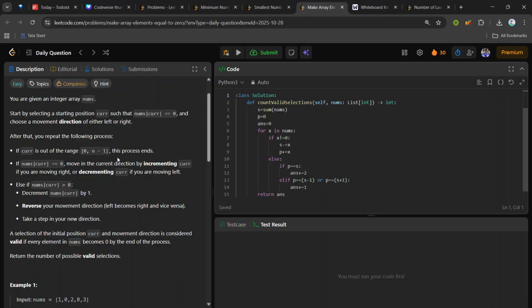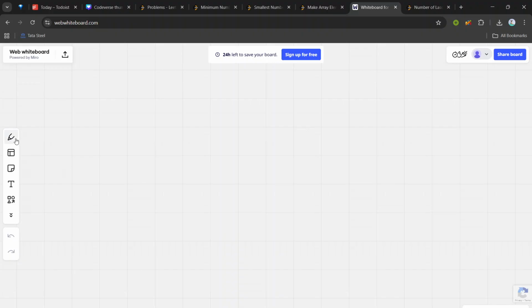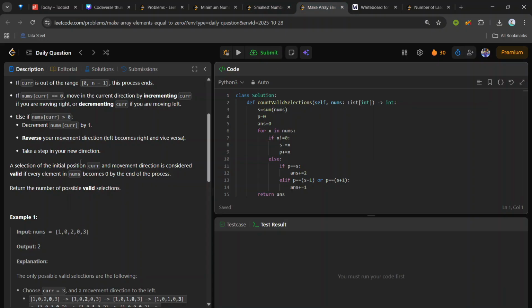So what is given here is that you are given an integer array nums. You can start at any position cur such that nums[cur] is equal to 0 and choose a direction, either left or right. So you can start from any position, like suppose we will take this example 1 0 2 0 and 3. So you can start from any index where the element at that particular index is 0, and then you can start moving in any direction.